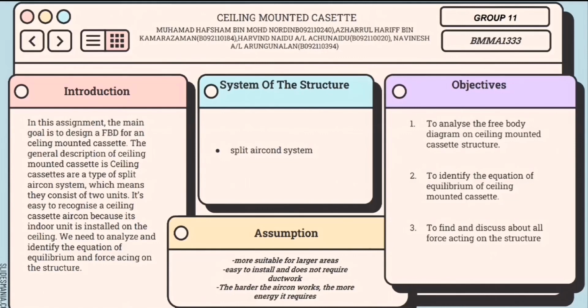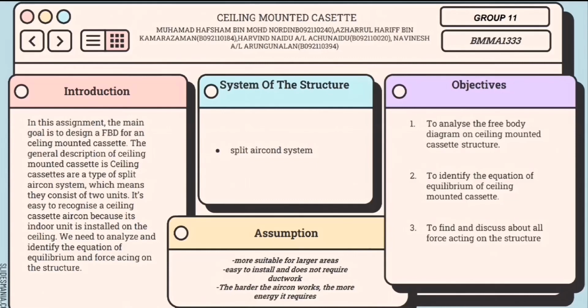In this assignment, the main goal is to design a free body diagram for a ceiling-mounted cassette. The general description of a ceiling-mounted cassette is that ceiling cassettes are a type of split aircon system, which means they consist of two units. It's easy to recognize a ceiling cassette aircon because its indoor unit is installed on the ceiling. We need to analyze and identify the equation of equilibrium and force acting on the structure.